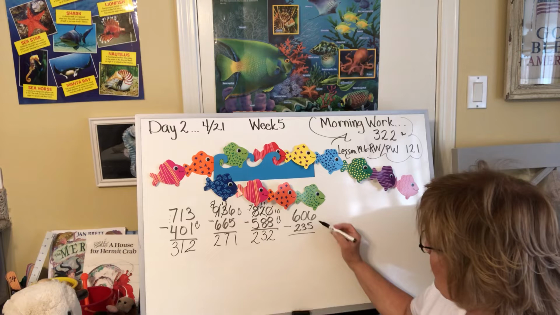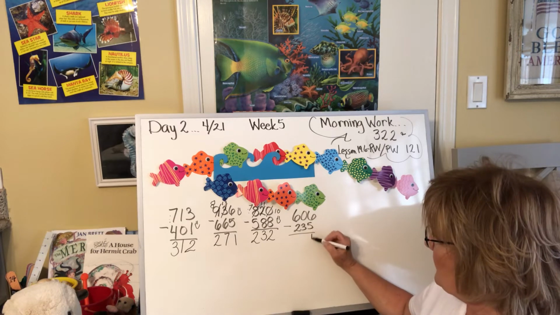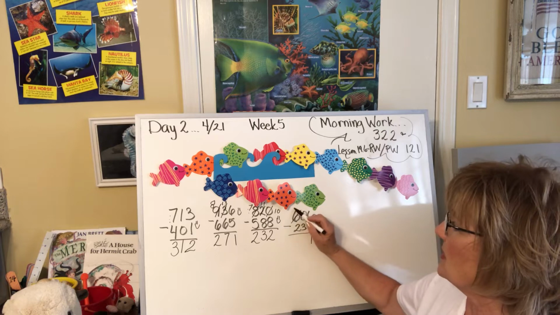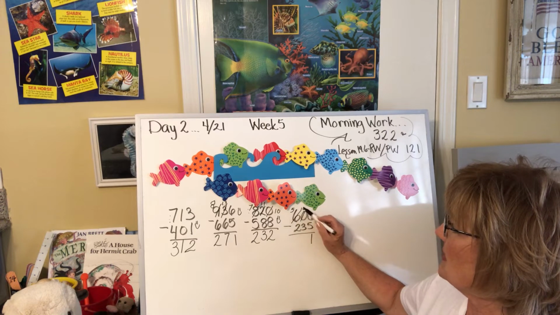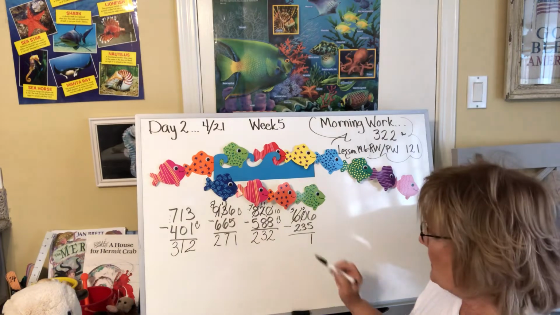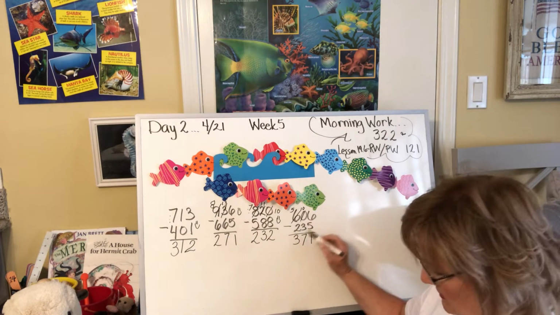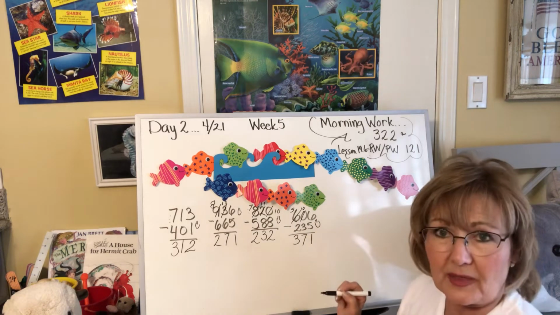And the last but not least, 6 take away 5. 5 is less by 1. 3 is definitely greater than 0. So go next door. Turn that into a 10. 10 take away 3 is 7. 5 take away 2 is 3. And you got that one.